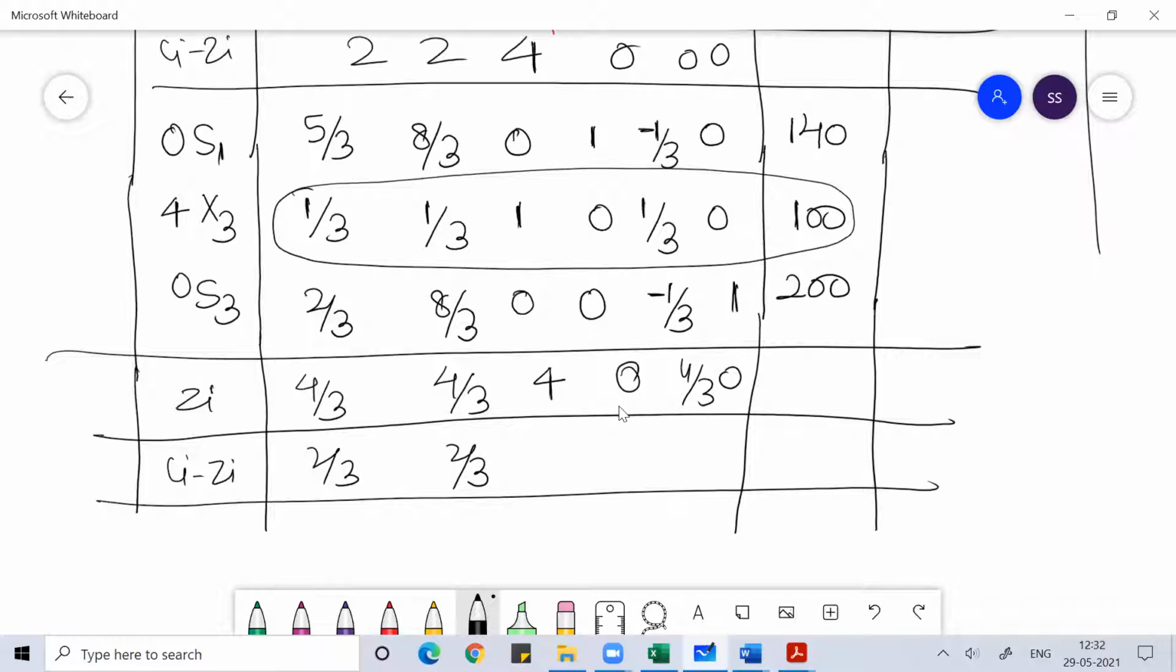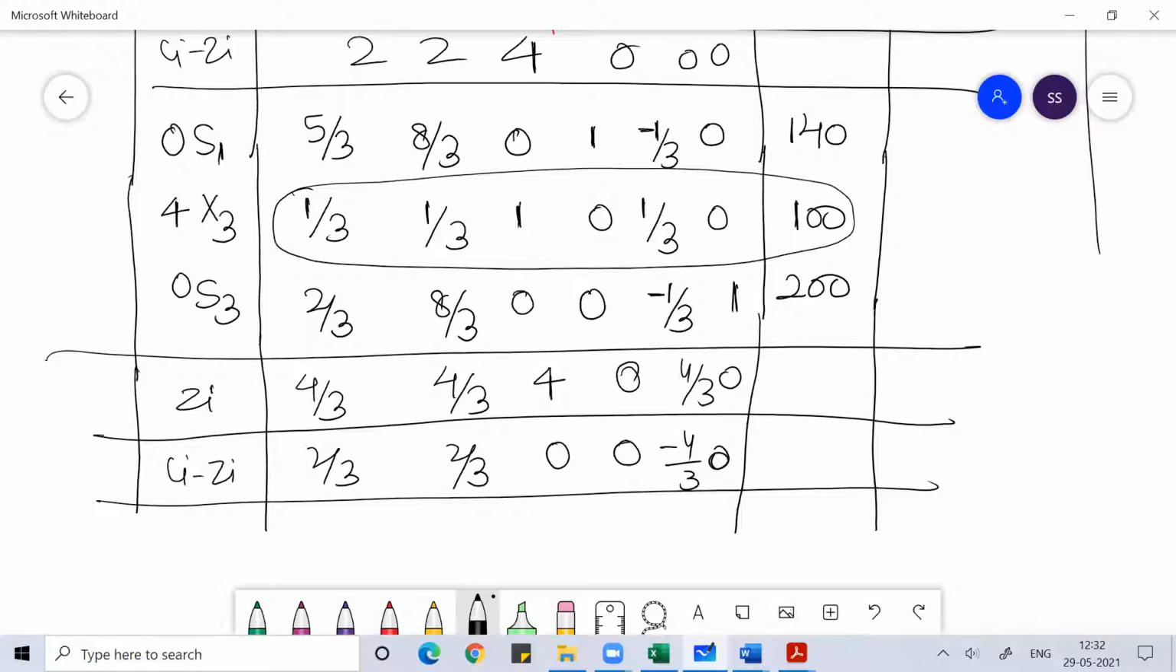Okay, then you have 4 minus 4, 0, 0 minus 4 by 3, 0. So you will keep doing this work till the time you are getting a positive value of Ci minus Zi. Out of Ci minus Zi, you will choose that Ci minus Zi which is the largest one.